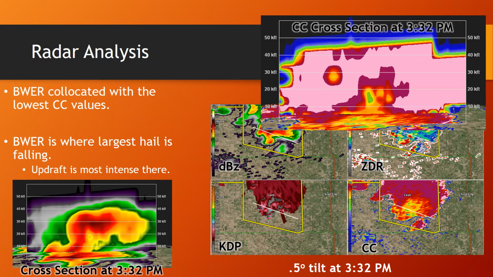And here's a cross-section of the CCs. Interesting to see that the area of lowest CCs has actually gone upward in the vertical about 10,000 feet.